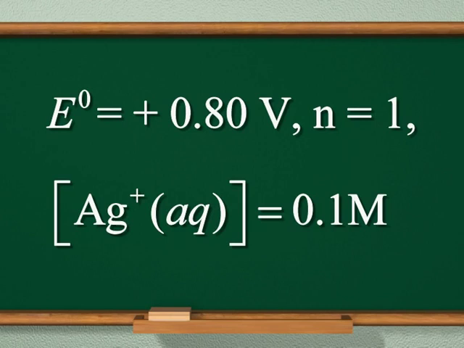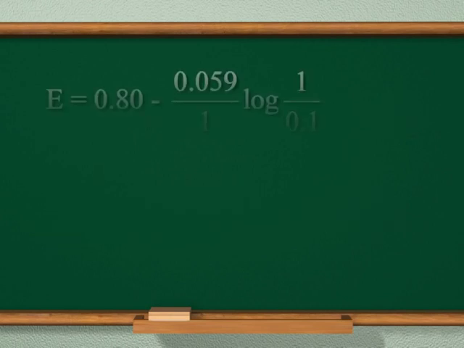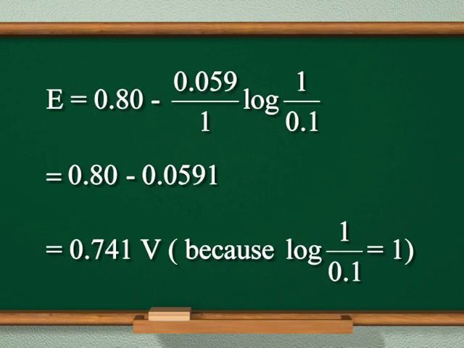By substituting the values in the equation, we get EMF of the cell equal to 0.80 minus 0.059 upon 1 multiplied by log 1 by 0.01, which is equal to 0.80 minus 0.0591, which is equal to 0.741 volts. This is because log 1 upon 0.01 is equal to 2.